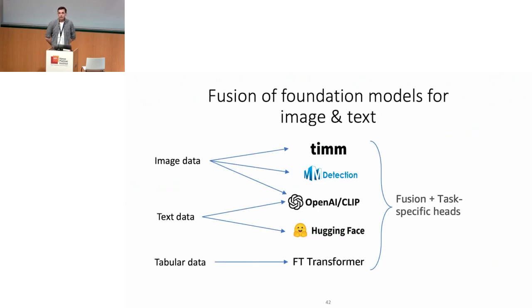And the way the predictor actually works under the hood is it passes the different types of data, the different modalities, through different foundation models to obtain the embeddings for them. So for example, for images, we use TIMM and detection. For text data, we use transformers from Hugging Face. For the combinations, we can get the CLIP embeddings to get text-image embeddings. And finally, for tabular data, we can use things such as FT-Transformer.